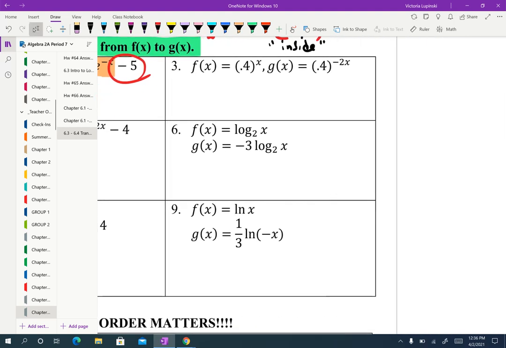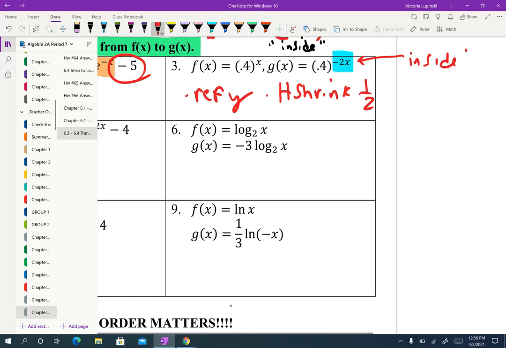Here for number 3, your base is 0.4. So the transformations are two things: the negative that's inside and the 2 that's inside. Both of those are inside. The negative is going to be a reflection over the y-axis, and the 2 is going to be a horizontal shrink of a half. Remember, anytime the values are inside, they're the opposite. So the negative is a reflection over the y if it's inside, and the 2 actually means a horizontal shrink of a half.